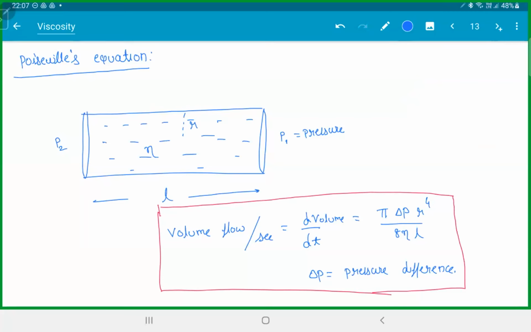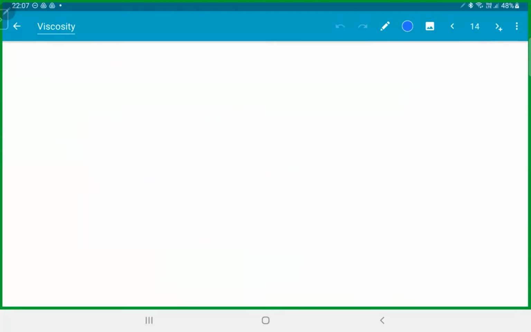So this formula, if you see, it looks a little like this. So d volume by dt can be written as delta p divided by 8 eta L by pi r power 4. If you see this, it kind of looks like I is equal to V by R. This looks like current, na? Volume flow. This is pressure difference, looks like voltage difference.